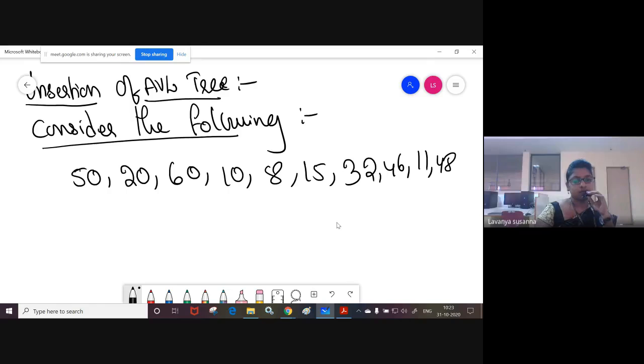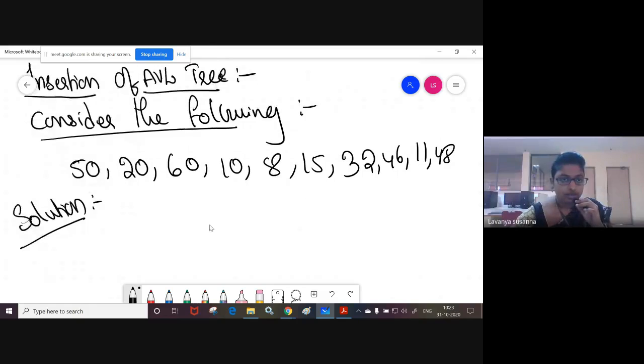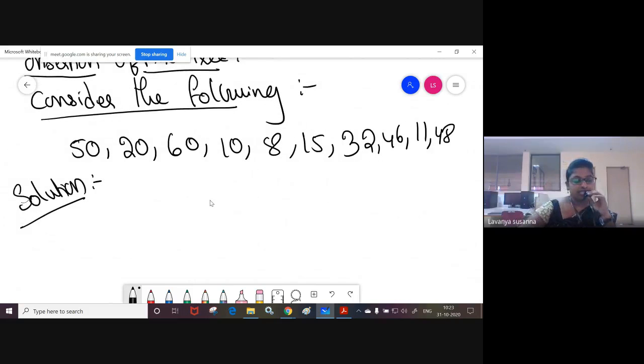Okay. Solution. This is very important. Please note down, students. Now here you know that insertion will be the same as binary search tree insertion. What is the binary search tree property? All lesser elements will occupy as left child. All greater elements will occupy as right child. Step 1. Remember that insertion in an AVL tree is similar to binary search tree insertion. You need to follow the binary search tree property.